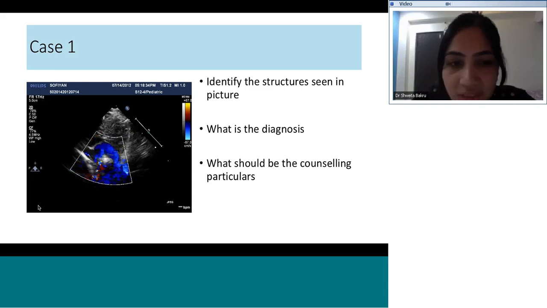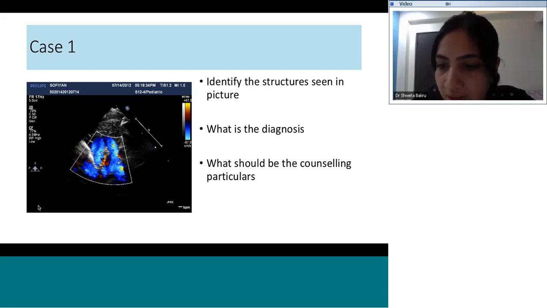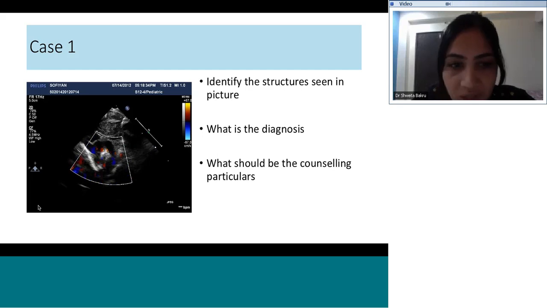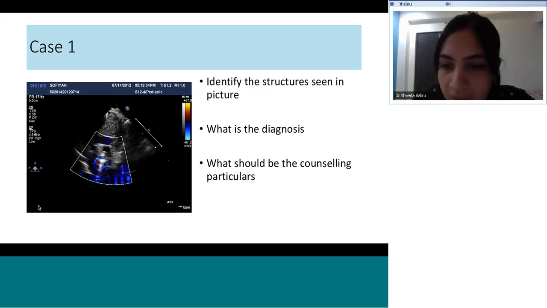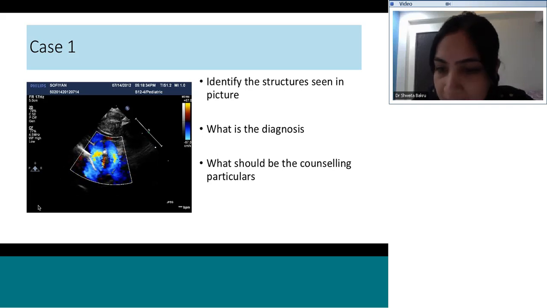So anyone, what are we seeing there? What is happening? What is this view? It's a suprasternal view showing reverse flow in the arch. Reverse flow. Why did you say reverse flow, Sakshi?